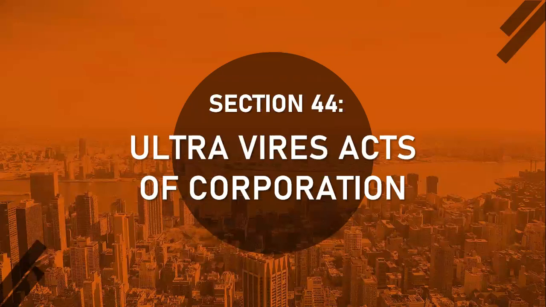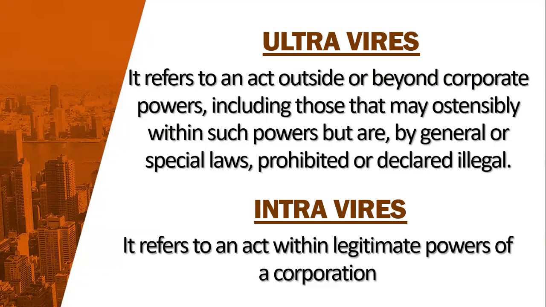Now let's proceed to the Ultra Vires Acts of Corporation. When we say ultra vires acts, it refers to acts outside or beyond corporate powers, including those that may be ostensibly within such powers but are by general or special laws prohibited or declared illegal. An ultra vires act is one not within the express, implied, or incidental powers of the corporation conferred by the Revised Corporation Code or articles of incorporation. It is an act which is not positively forbidden but impliedly forbidden because not expressly or impliedly authorized or necessary or incidental in the exercise of the powers so conferred.